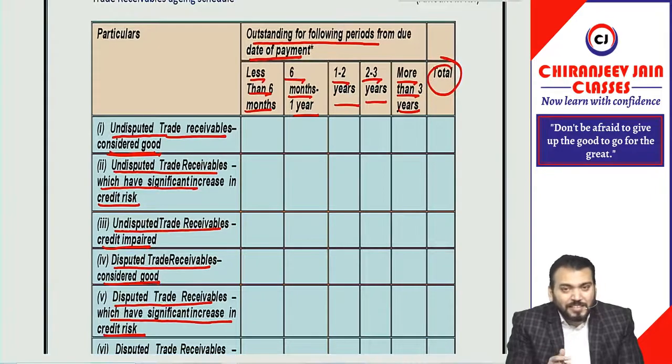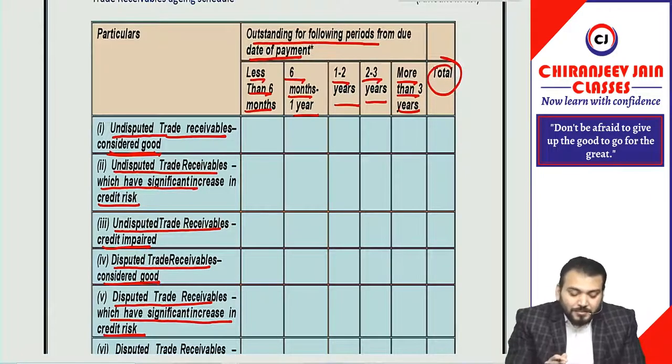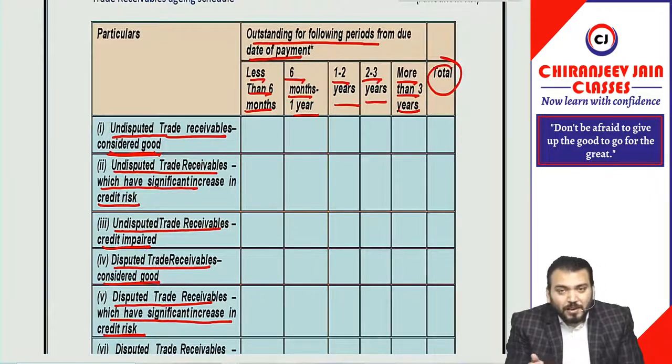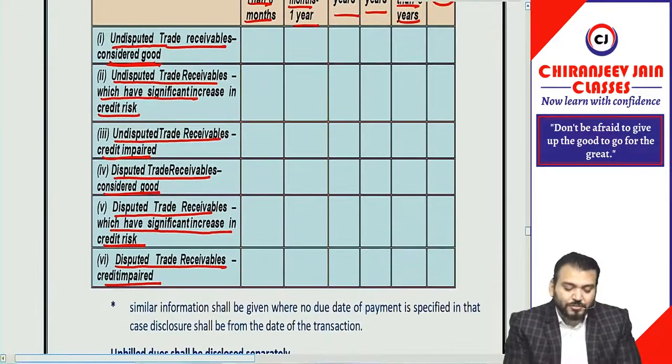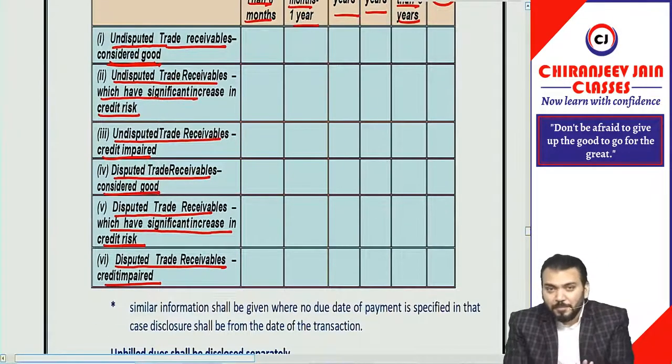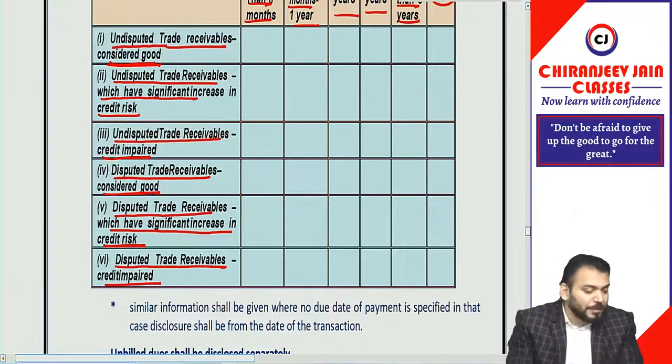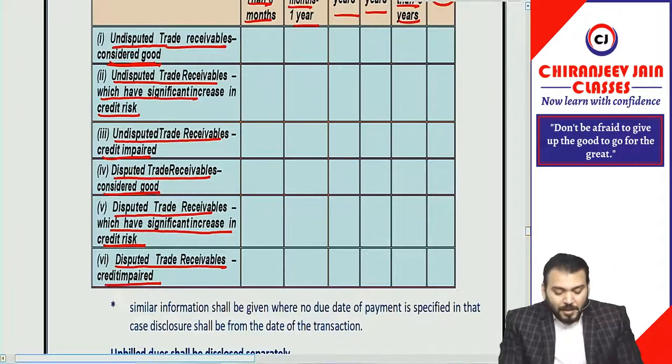So what is the aging? Less than 6 months, then 6 months to 1 year, then 1 year to 2 years, then 2 years to 3 years, and then more than 3 years. Understood? This aging schedule may be asked in the exam. It is important, correct? Got it?